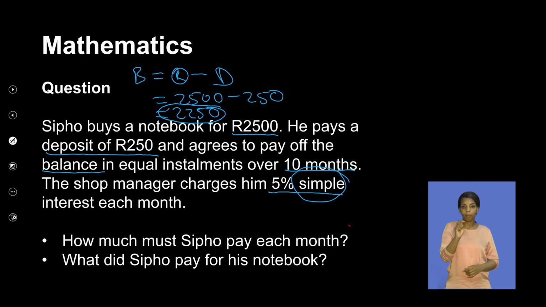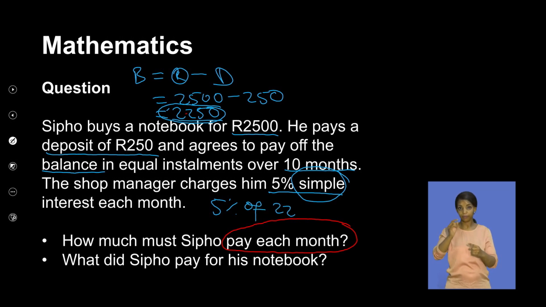Firstly, before we can look at how much Sipho must pay each month, we must first look at how much the interest will be on this amount that we have here. The interest of the amount that we have here, which is our 2,250, was 5%, right? So the very first thing we need to do is to look at what is 5% of 2,250, and then we're going to add whatever that 5% is to the original amount, which is the 2,250. And then whatever we get there, we're going to divide it by the number of months that the person needs to pay. And that will give us how much the person needs to pay at the end of each month for the 10 months.